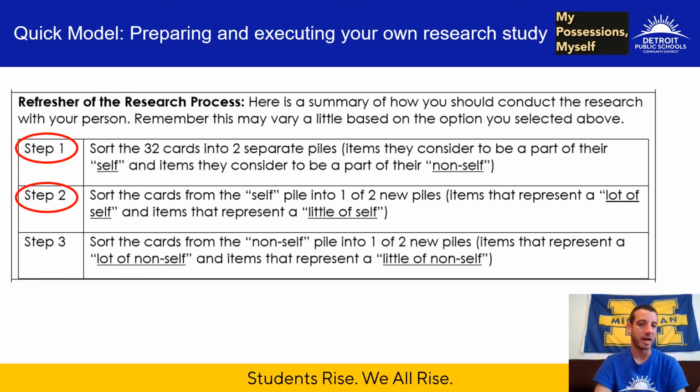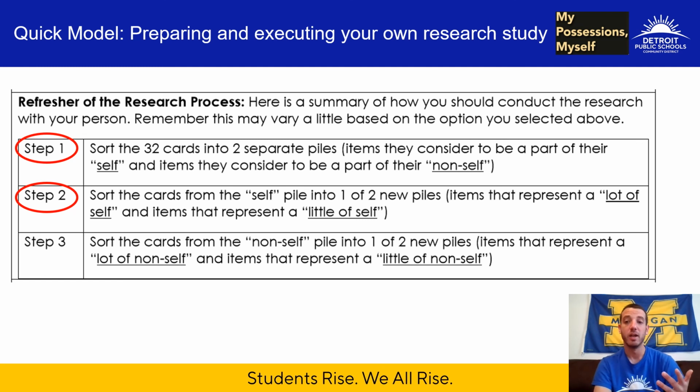And they're going to go to the self pile and they're going to take each of the items, if it's 16 items or 22 items, and they're going to sort each of those items into 2 separate categories. Items that have to do a lot with their self, items that have to do with a little of their self. So we know all of these items have to do with self because they already sorted them into the self category. So they're not determining if this has to do with self or non-self. They already did that. They're just determining the degree to which this connects to their idea of self.